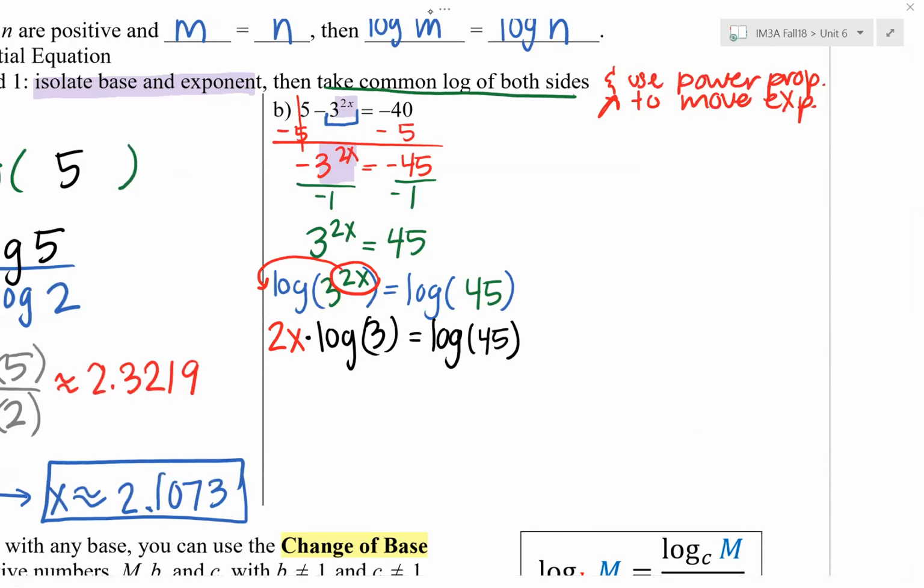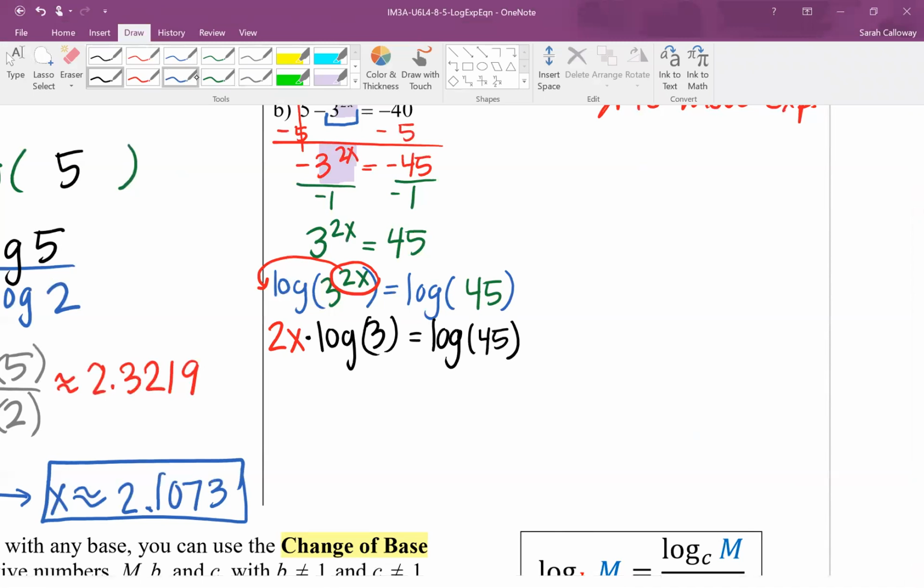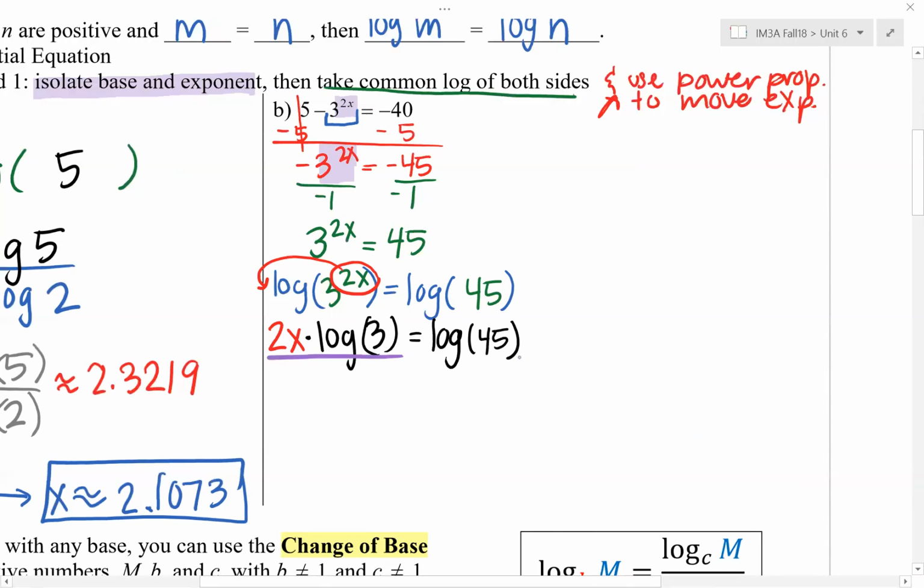Okay, so I want x by itself. Right now, x is being multiplied by 2 things. And so what we can do here is divide by both of those things so that we can cancel them out and just have x on the left. It's being multiplied by the 2, so we want to divide by 2. It's also being multiplied by log of 3, so we want to divide by both of those. So we're going to divide by 2 times log of 3, so that the 2 cancels and the log of 3 cancels.